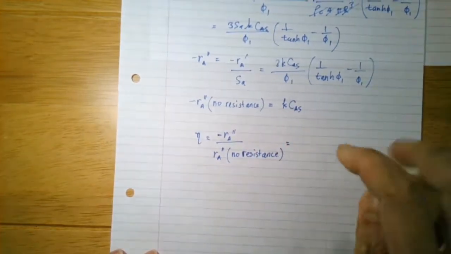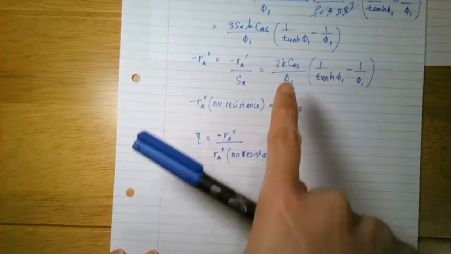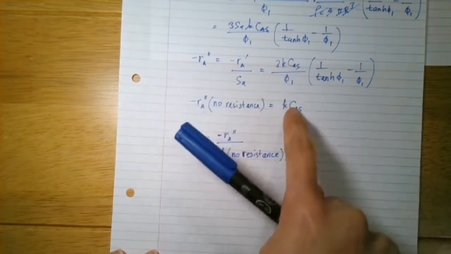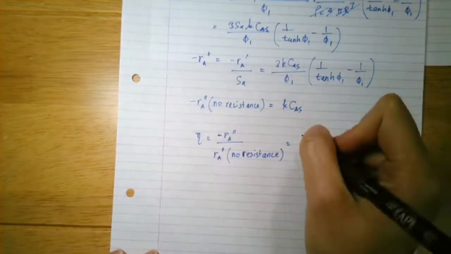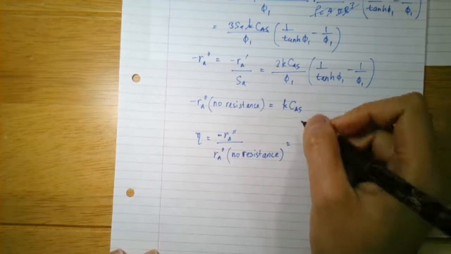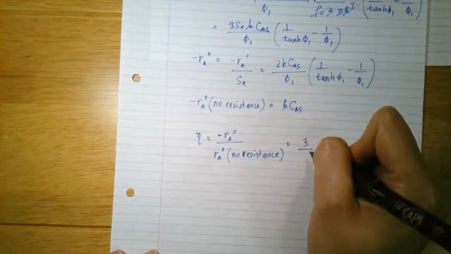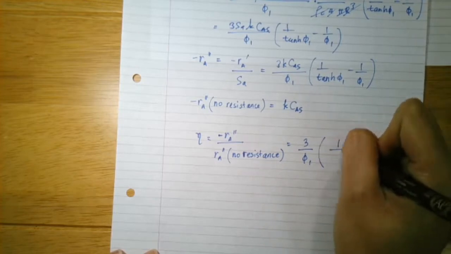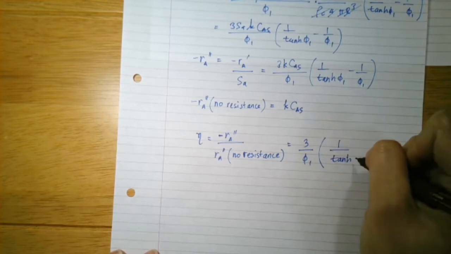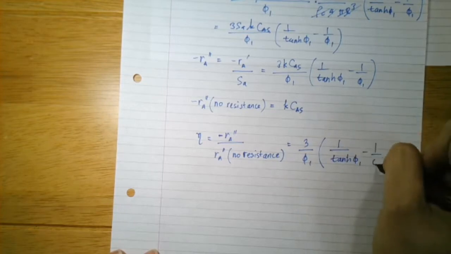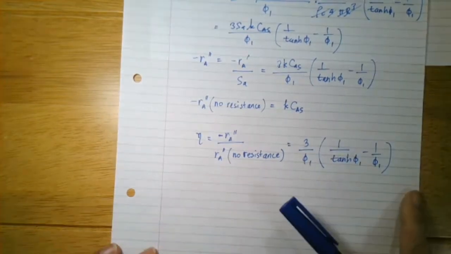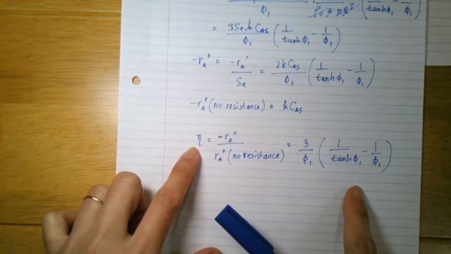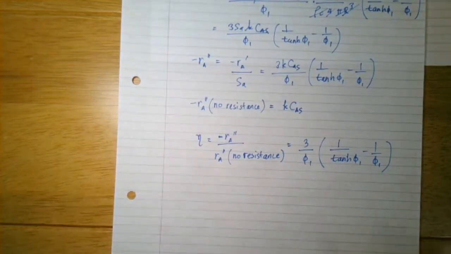Okay, so this is equal to this divided by this. So this term here will just cancel out with this. So my effectiveness factor is 3 over phi 1 times (1 over tanh phi 1 minus 1 over phi 1). Okay, so we have derived the effectiveness factor for a first order reaction.